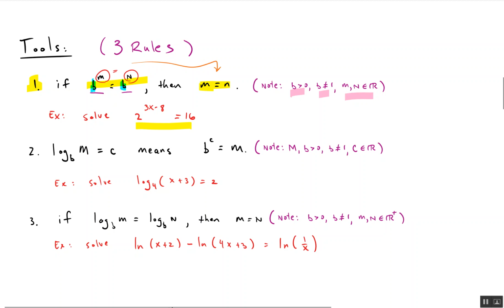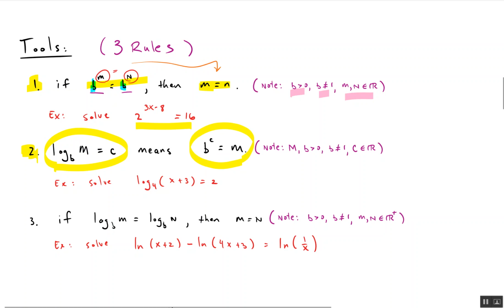The second rule we have is a rule dealing with logs. And it's really just the definition of log, because we can use the definition of log, meaning the equivalencies, to move back and forth between logarithmic form and exponential form. Logarithmic form is on the left, log base b of m equals c, and exponential form is on the right, b to the c power equals m. We can use those two forms, moving back and forth, to solve logarithmic equations.